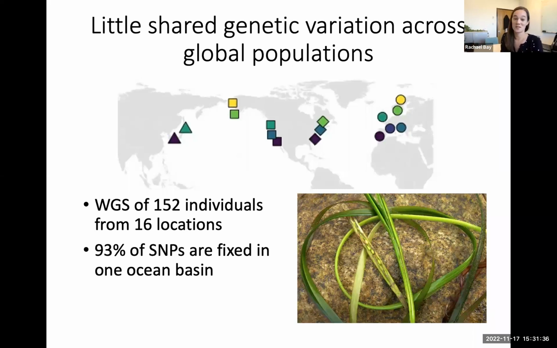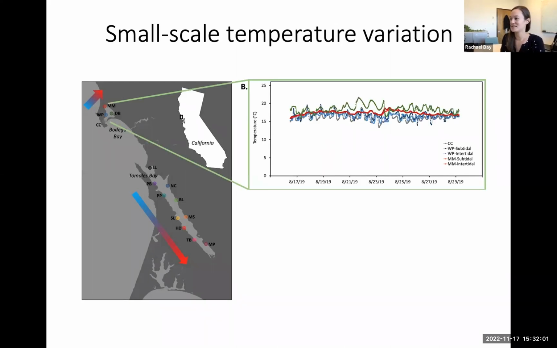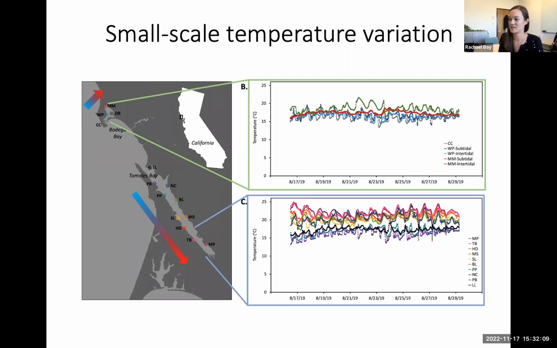So what we did was to zoom in on a local environmental gradient near the UC Davis Marine Lab in Bodega Bay. We have two adjacent environmental gradients here, or temperature gradients, one in Bodega Bay and one in Tomales Bay. In both cases, the mouth of the bay is cooler than the back of the bay. I can show you some temperature data here. That's Bodega, so you can see that that green line is clearly warmer throughout the time period than the other lines. And in Tomales Bay, you see a similar pattern where the sites near the back of the bay are warmer than sites near the mouth of the bay.